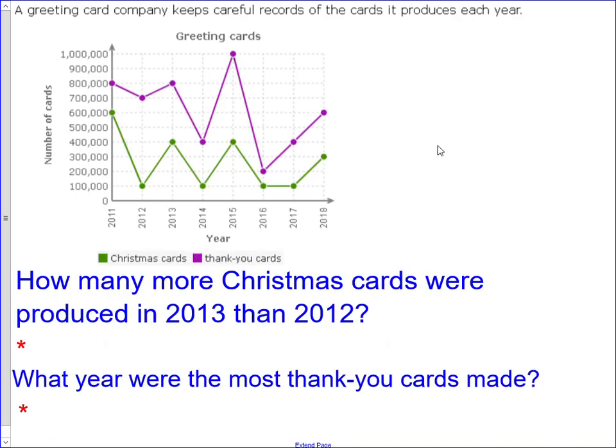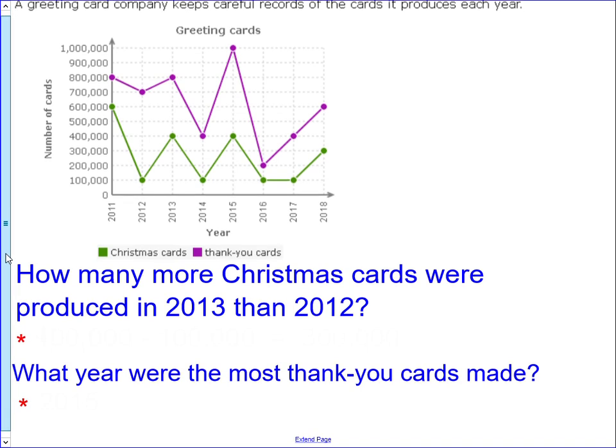Sometimes graphs have more than one line on them, okay, and each line represents something else. In this one, this is a company and greeting cards, and it's how many cards of each type they produced in each particular year. The green line represents the number of Christmas cards. The purple line represents the number of thank you cards. So the x-axis again is time. This time the time is represented in years. The dependent axis, or the y-axis, is the number of cards produced, and they go up by 100,000 each time. So let's look at our first question here and see if we can work it out.